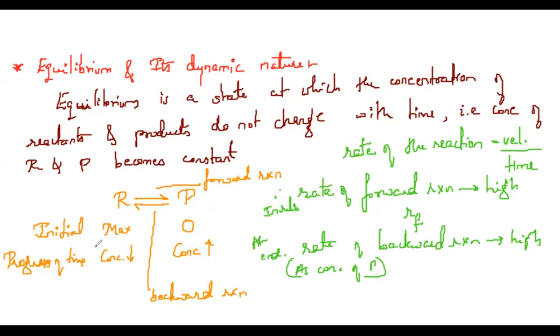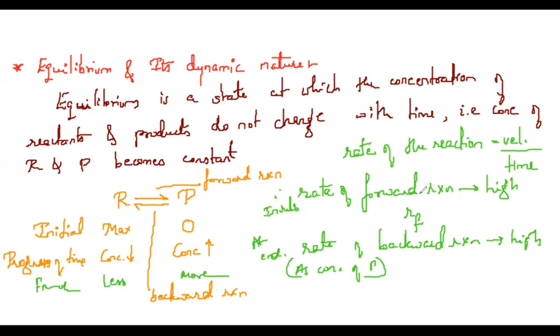As time progresses, when the maximum amount of reactant has got converted into product, what happens? The rate of backward reaction will be high. And the forward reaction will be what? It will be so less, because at the final time, it will almost come down, it is not zero, okay? If the concentration of the reactant is less, the concentration of the product will be more.